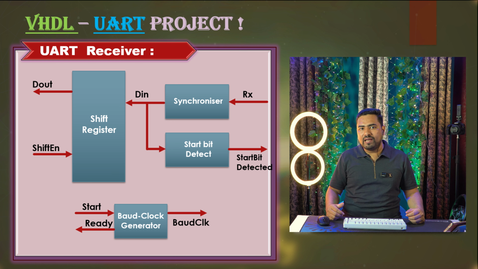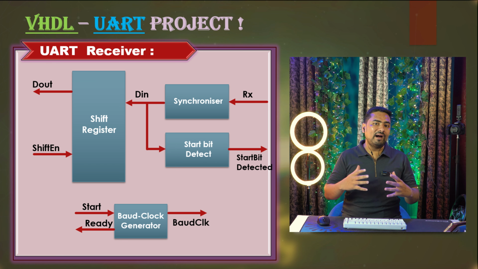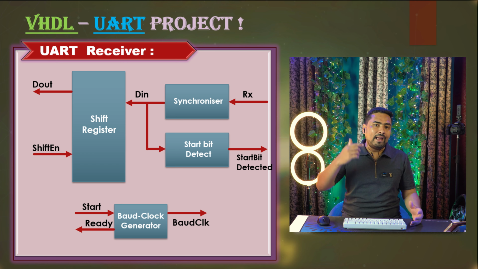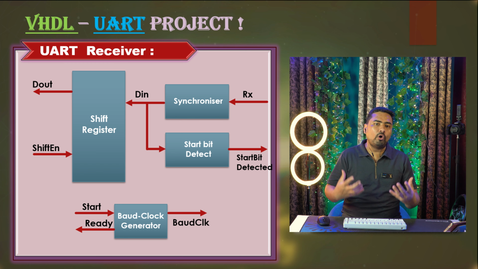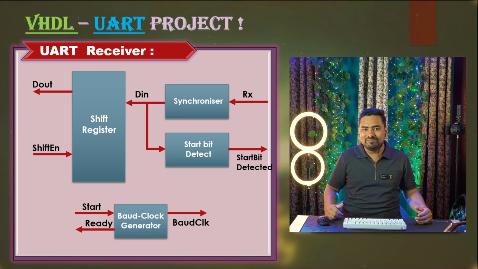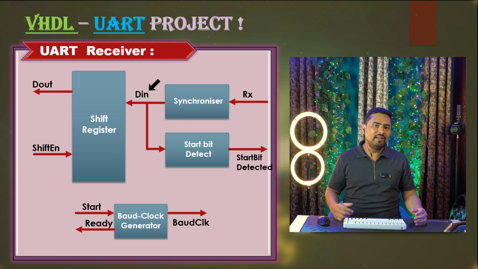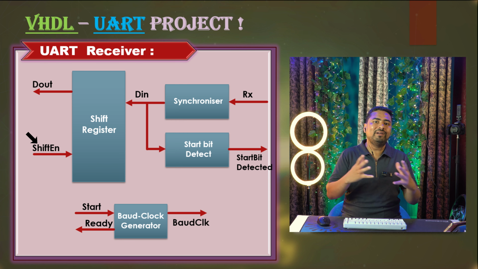You can see we have this D in input, which is a serial data stream, and we have D out, which is a parallel data output. Because we are using the RS-232 protocol, we need to capture input D in at every specific time frame, which we will define by the baud rate or baud period. This means we will not capture D in all the time. Instead, we will use this shift enable input pulse to capture D in.